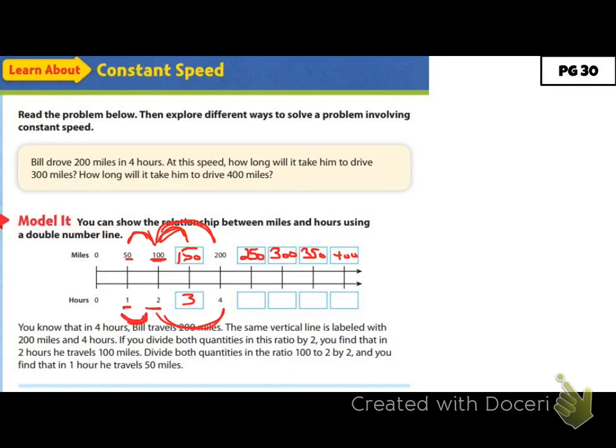Then the hours are going up by single hours. So 1, 2, 3, 4. Obviously, you guys know this is going to be 5, 6, 7, and 8. And at the end of your number line, you should also have your related rate, which is 50 to 1. This should be equivalent. So to find that, what is 400 divided by 8? You should get 50. So that would mean that those are equivalent.